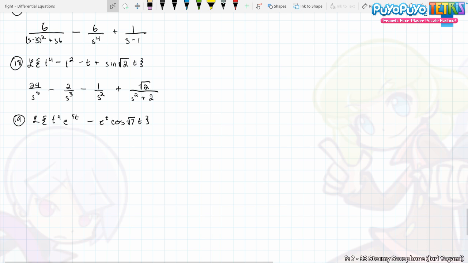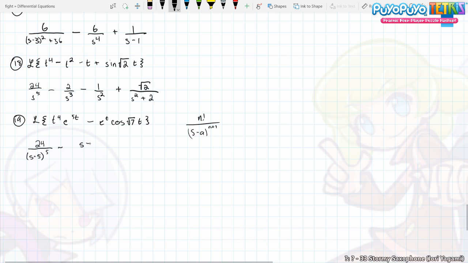Okay, wait, n factorial over s minus a to the n plus 1, right? So 4 factorial, I just solved that to be 24, right? 24 over s minus 5 to the 5. So this is cosine. I have to do s minus 1 over s minus 1 squared plus 7.